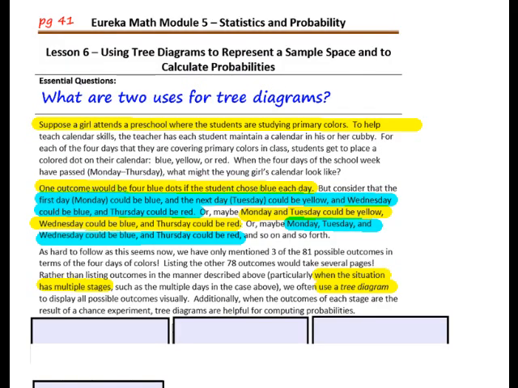Pause the video and copy the essential question. What are 2 uses for tree diagrams?